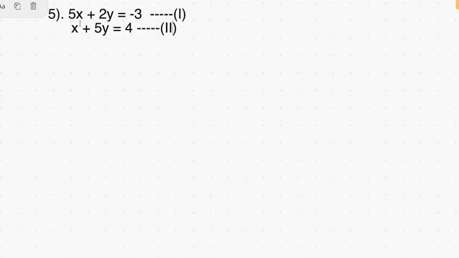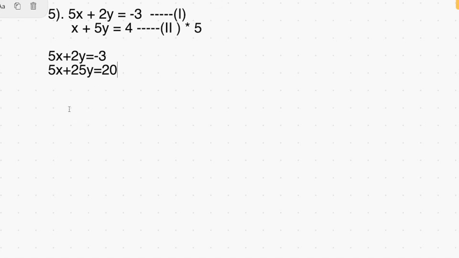Now let's move to the fifth, where we have 5x plus 2y is equal to minus 3 and x plus 5y is equal to 4, right? So here, I don't have anything common to begin with. So what I'll do is multiply equation 2 by 5, right? So equation 1 stays 5x plus 2y is equal to minus 3, right? And after multiplying, I will get 5x, 5 into 5 is 25y, 5 into 4 is 20, correct?